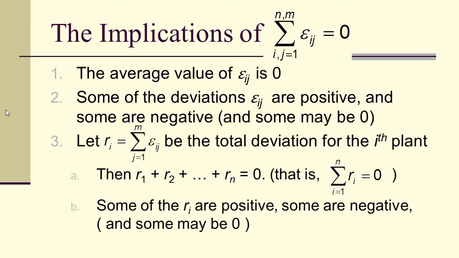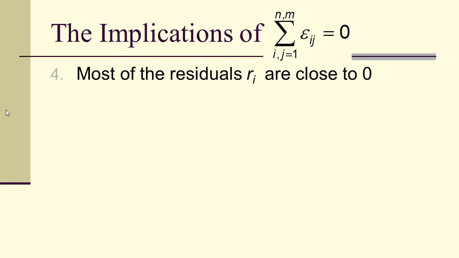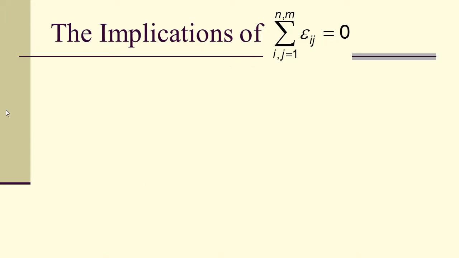Why? Because we're adding up epsilon sub ij's that are all independent small variations, some negative, some positive. Likewise, the r sub i's, some will be positive, some negative, and some may be zero. And the r sub i's are what are called the residuals for the plant heights. Now, most of these residuals are close to zero. Why? Because our r sub i's are the sums of things that are positive and negative, and these are all small variations, so all these small positives and negatives tend to cancel each other out.